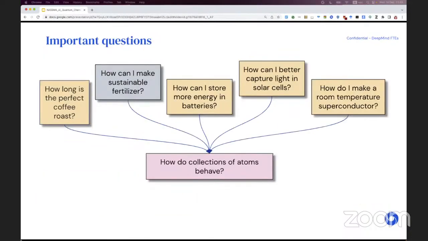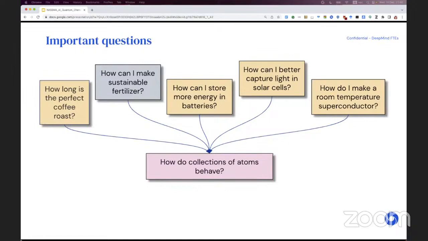And like this, there are many more questions that you might be interested in, and some are deeper than others. We can care about how to make the perfect coffee roast, or we can wonder how we can store more energy in our batteries so that instead of having electric cars, we could imagine having electric aeroplanes, which would be amazing, right? Or we can think of how to make more efficient solar cells. And all these questions in the end will be answered by designing better molecules and better materials, which are in the end just collections of atoms.